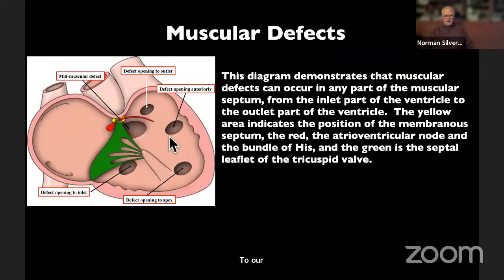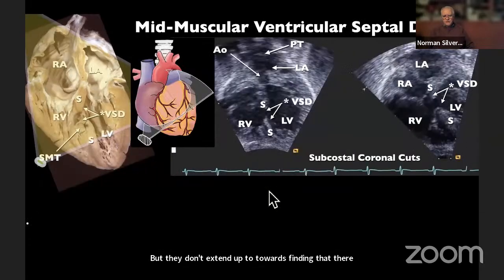So here's this diagram that demonstrates again the muscular VSDs, which can occur anywhere within the muscular septum. Of course, they don't extend into the membranous septum, so that there is an area of muscular tissue surrounding the border of these defects. And even here in the outlet septum, you may have muscular outlet defects, but they don't extend up towards finding fibrous tissue of an atrioventricular or a semilunar valve as the border of one of these defects.